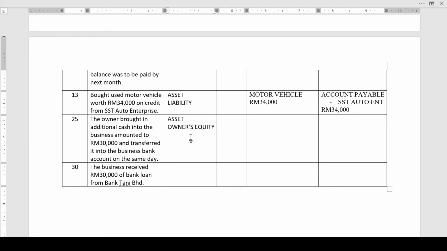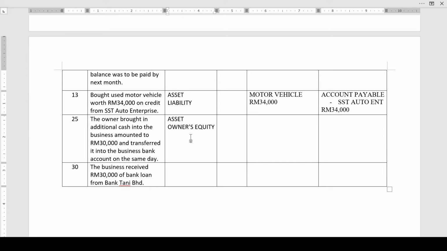So we may record this transaction too. What happened now? Cash at bank received money. Received cash in hand of 30,000. Cash in hand was deposited into cash at bank. So both are asset accounts, one increases, one decreases.